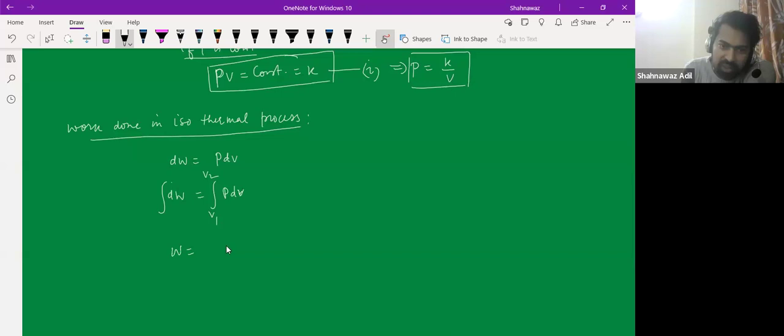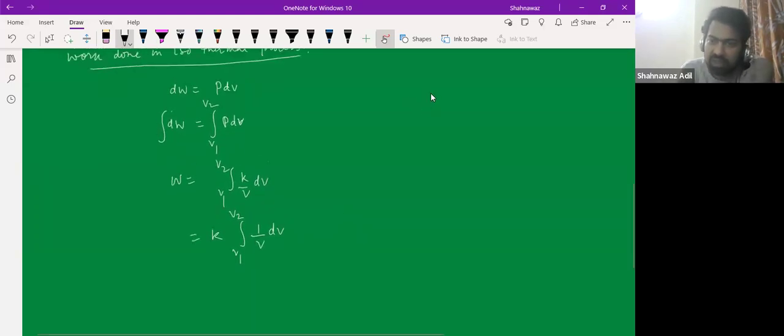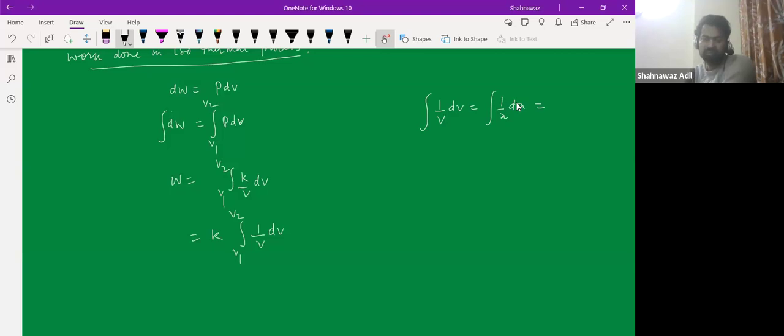So this is work done from V1 to V2, and this is K by V dV. So remember, K is constant. We can take it outside. This is the integration of 1 by V dV from V1 to V2. What would be the integration of 1 by V dV? This is exactly like 1 by X dx. What is this integration?